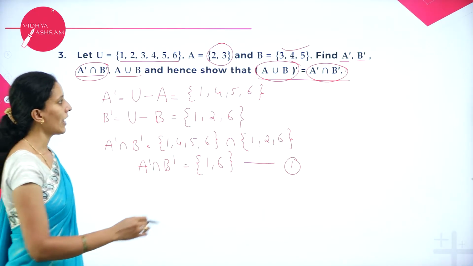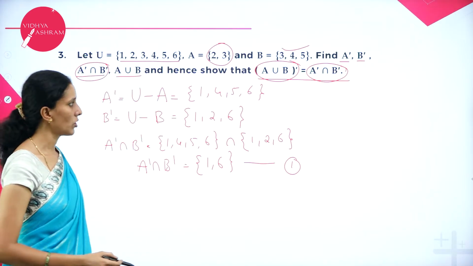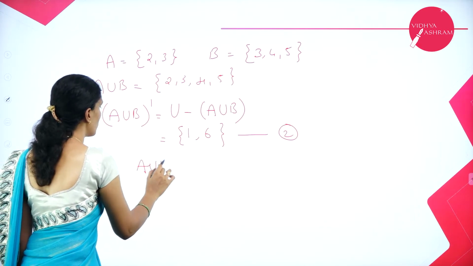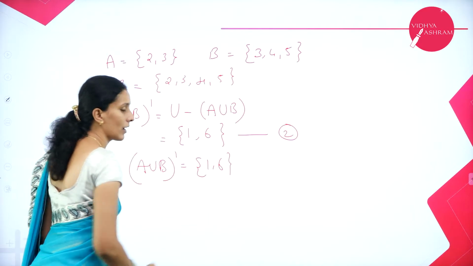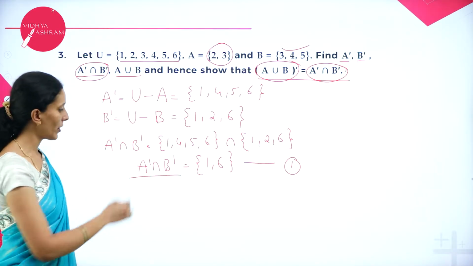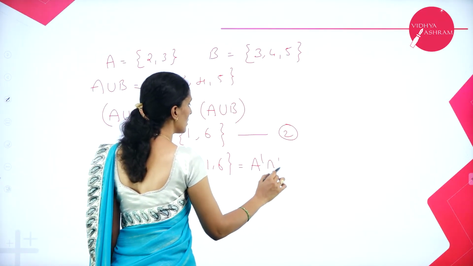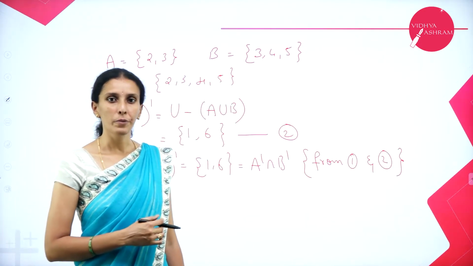Now what is given? I have to show that (A union B) whole dash is A dash intersection B dash. So you can see here (A union B) whole dash is 1, 6. Correct. And it is the same as A dash intersection B dash because it is also 1, 6. So this is equal to A dash intersection B dash. So from 1 and 2, hence we have proved it.